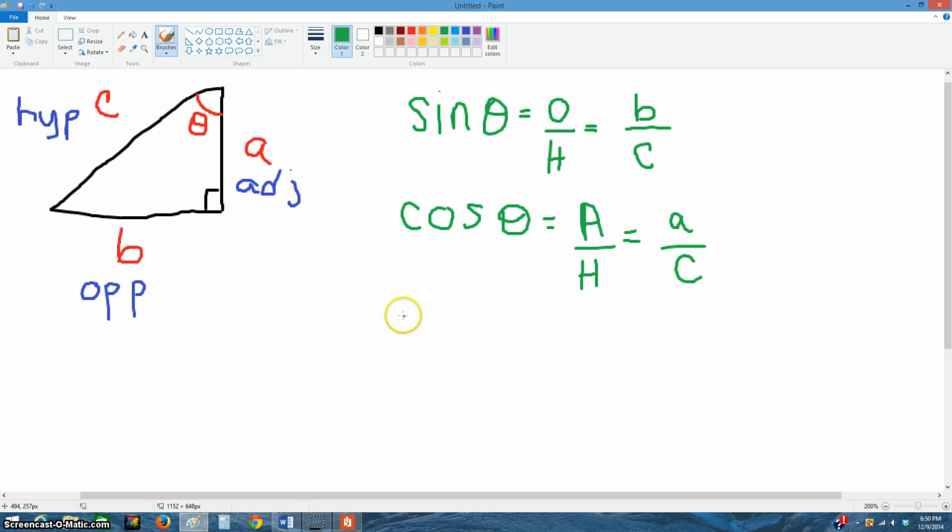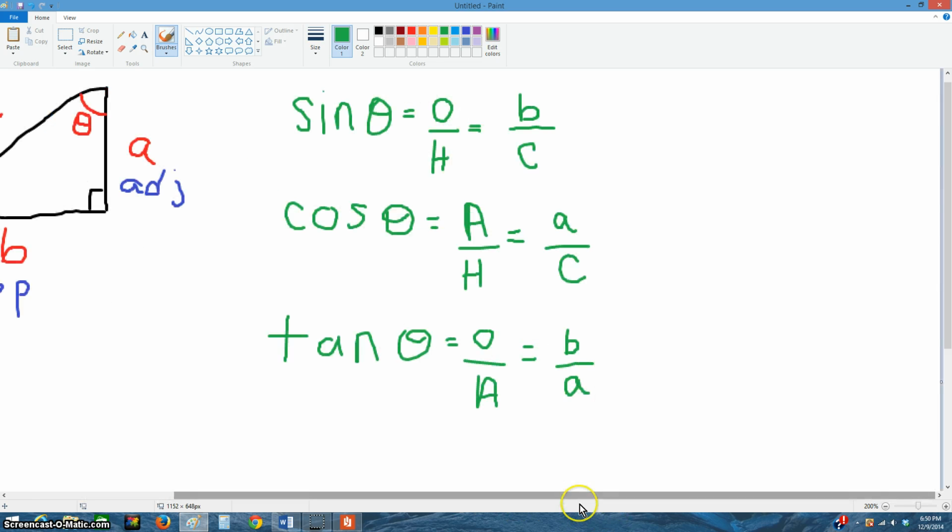Next, we have tangent. So we have tangent of theta, and we have that ratio to be opposite over adjacent. Okay, so if we look at that, opposite represents letter B, and adjacent represents letter A. Okay, that's the first 3. Now let's go ahead and find the next 3, which are the reciprocals, not the inverse, but the reciprocals. So let's make sure we know the difference.